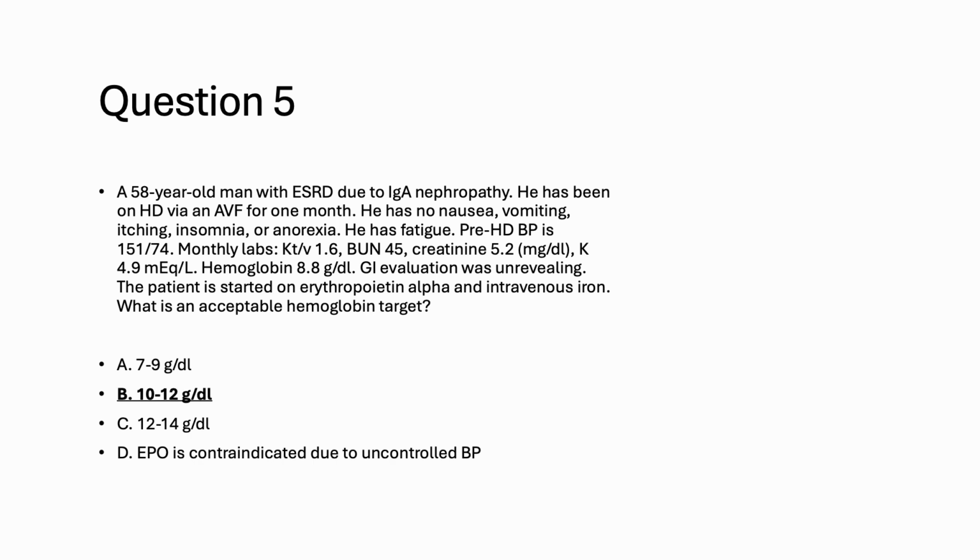So option A is too low. Option B is based on clinical studies, and this is what the current recommendations from the international society, KDIGO, say. C is too high, 12 to 14, and may be associated with harm. And EPO, yes, it can raise blood pressure, but a blood pressure of 151/74 is not that high. And you can do other things, maybe increase ultrafiltration or give more medications to control blood pressure. So it's not a contraindication to starting Epogen.